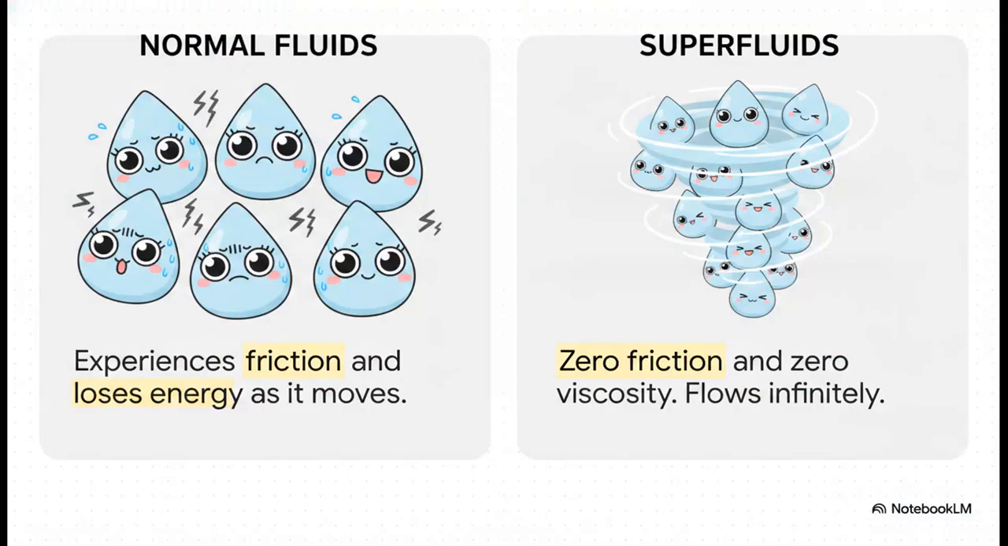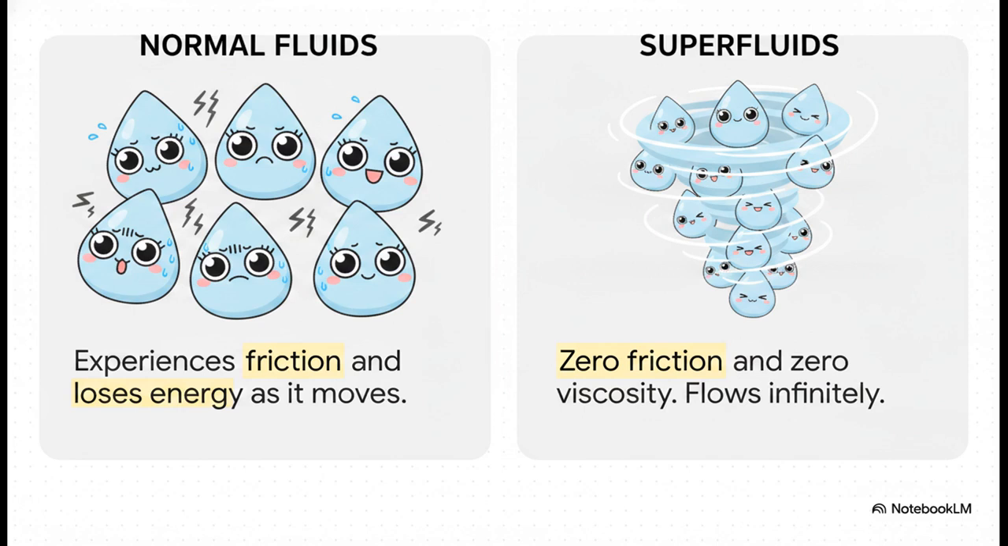And this shared quantum state gives rise to absolutely mind-bending properties, like superfluidity. In normal fluids, like water or honey, the layers of the liquid experience friction as they slide past each other. This is called viscosity, and it means the fluid naturally loses energy as it moves. But if you supercool a fluid, like liquid helium, into a Bose-Einstein condensate, it becomes a superfluid. The friction between its internal layers drops to exactly zero. It has absolute zero viscosity.